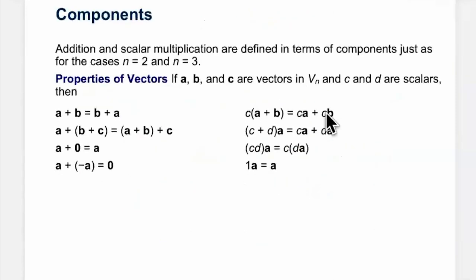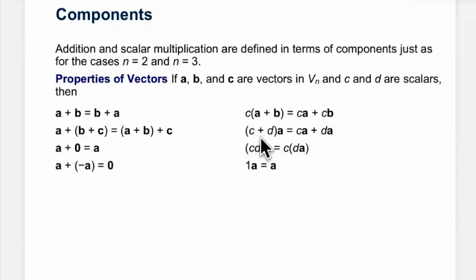Okay, the properties of vectors. Addition is commutative: A plus B and B plus A are the same. It's associative: you can add B plus C first or A plus B first. If you add the zero vector, it doesn't change the vector. If you add the opposite vector, it cancels out and you get the zero vector. A scalar multiple times the sum is the same as the scalar times each vector, then summed up.